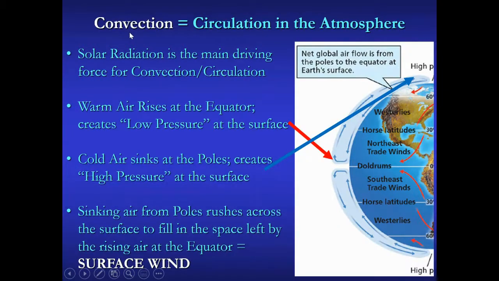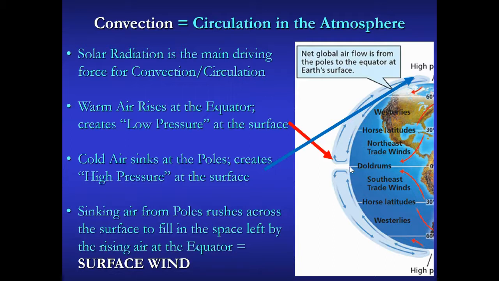Really, where it starts is that solar radiation hits the equator and makes the air rise because the air is warm. The air becomes less dense because the air molecules are spread out in warm air, and it begins to rise. If you're standing on the surface and you have air molecules rising away from you, you feel lower pressure. There's not as many air molecules pushing on you, so the pressure is lower.